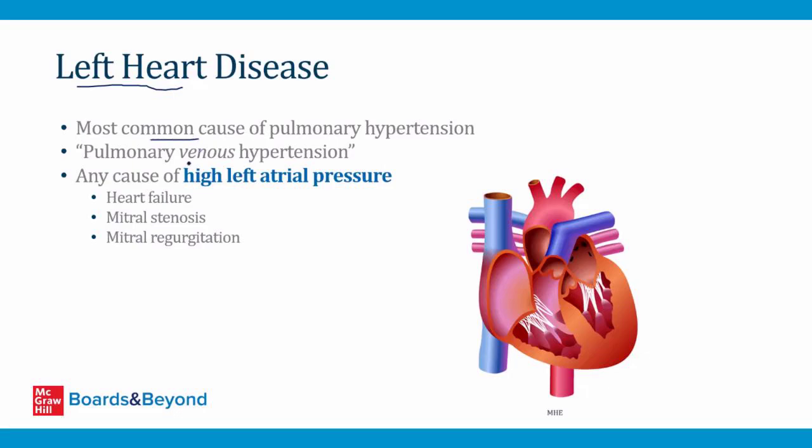These things cause pulmonary venous hypertension, and basically any cause of high left atrial pressure can lead to pulmonary hypertension through this mechanism. So heart failure can do this, mitral stenosis, mitral regurgitation, any problem on the left side of the heart that raises the left atrial pressure.